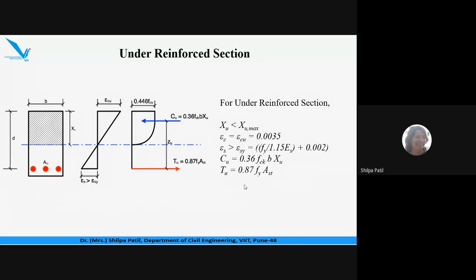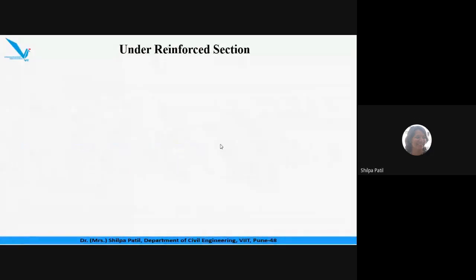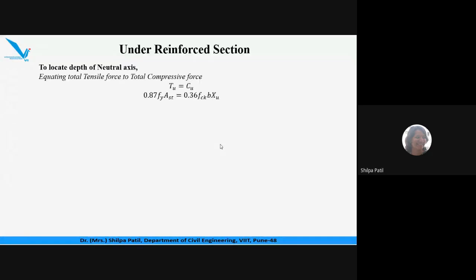Now, as we have discussed, these are the parameters for under reinforced section. To find out various values, specifically the moment of resistance for under reinforced section, we have to consider first the depth of neutral axis. That is, we have to locate the depth of the neutral axis. For that, we have to equate the total tensile force to the total compressive force. So Tu is equal to Cu. We have 0.87 fy into Ast as the Tu value and Cu as 0.36 fck b into xu. Equating this, we can find out the xu value.